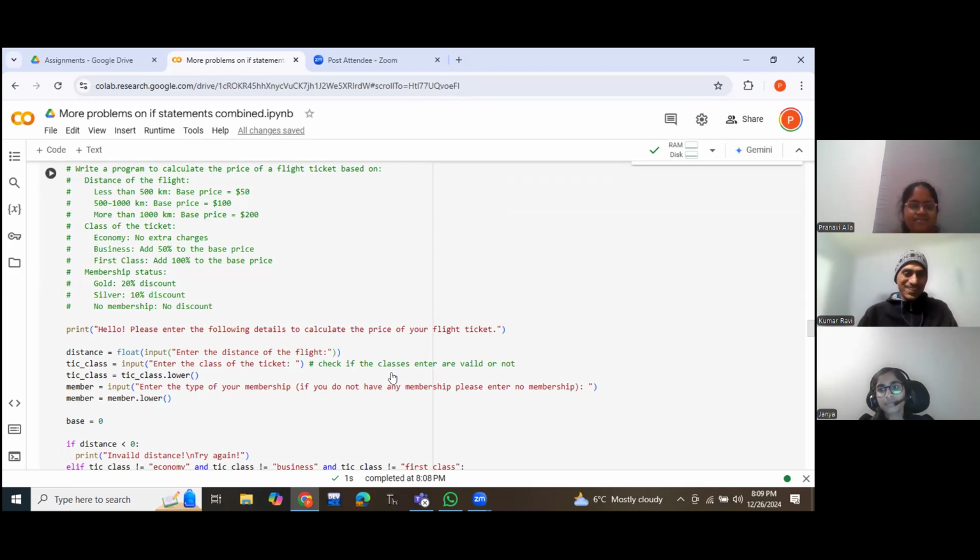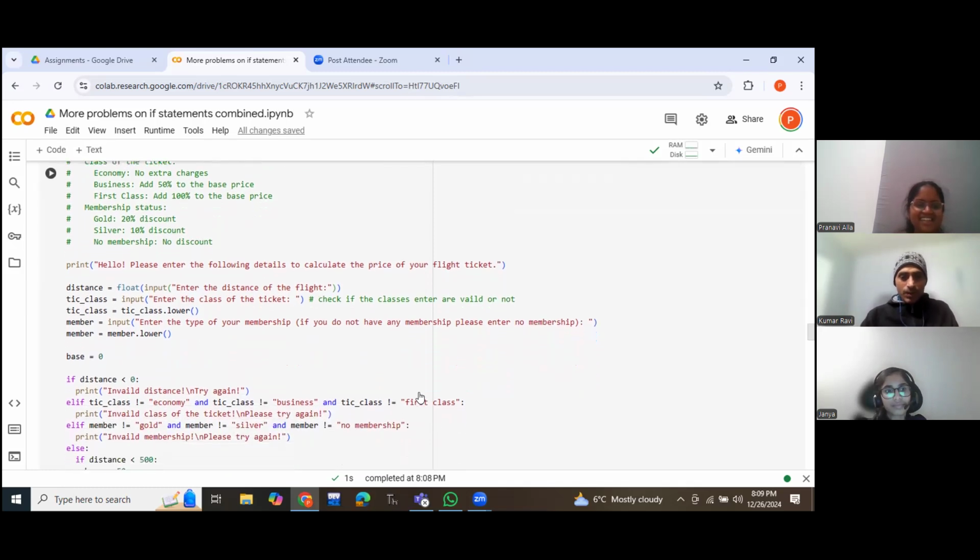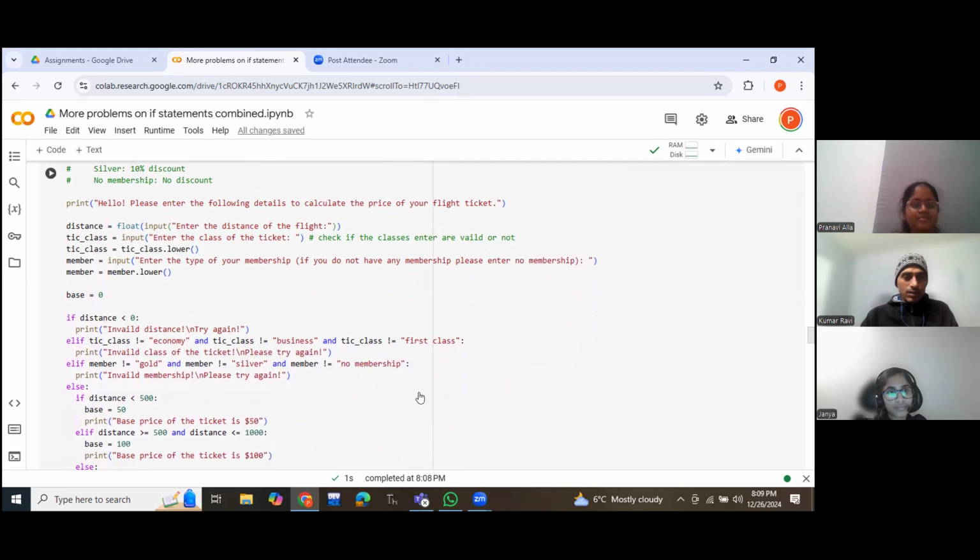Enter the following details to calculate the price of your flight ticket. Distance, enter the distance of the flight. One more thing: in the final exam, you don't have to write big messages. Here for practice, okay, but there you don't have time to save. So prompts should be crisp, precise, and to the point. They will just check whether the test cases pass. Whether you write a prompt or not doesn't matter. We are allowed to make any prompts, yes, we can do it, but I'm just telling you.